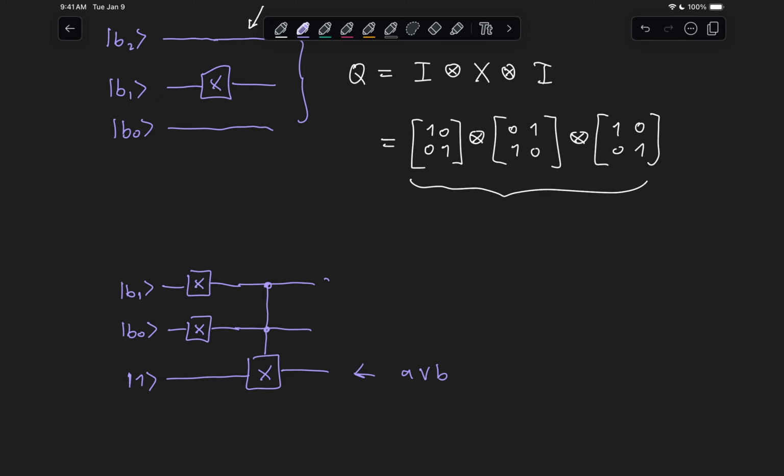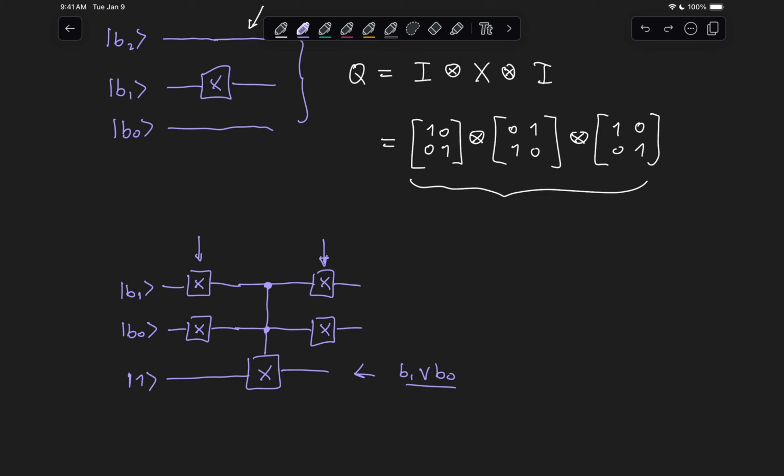But if we look at this, the two top bits also get flipped when performing this operation. So one thing we can do to recover the original values we had there is to apply X gates here as well. So that way we negate the bits, apply our conditional CCX gate to get the A or B output here, which should actually be the OR between B1 and B0, and then negate those two again to recover the original values we had.